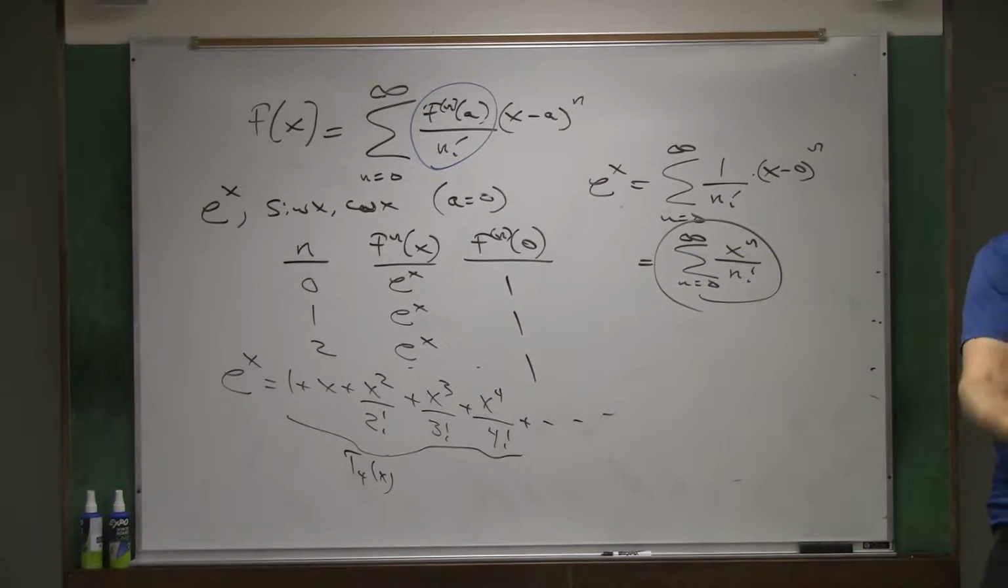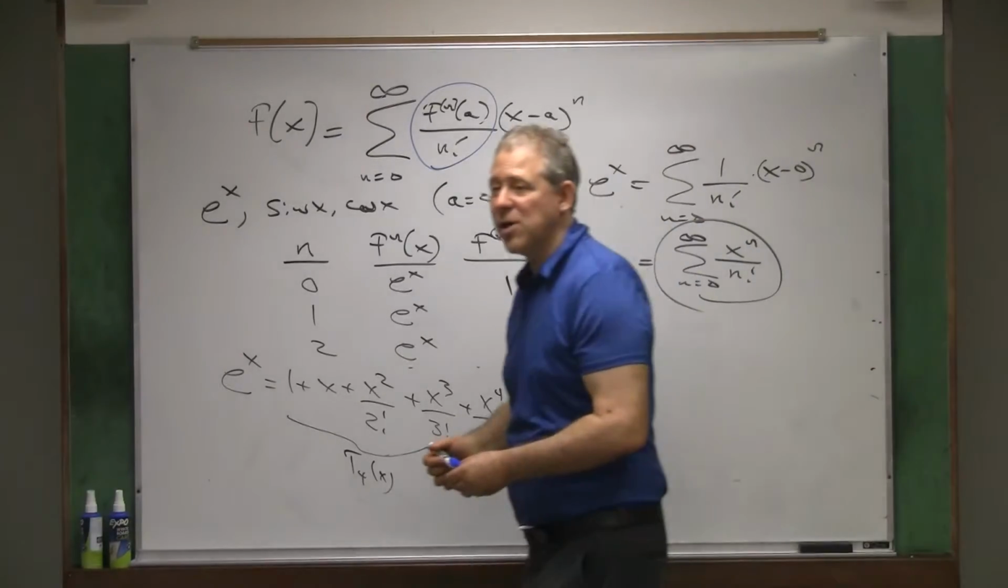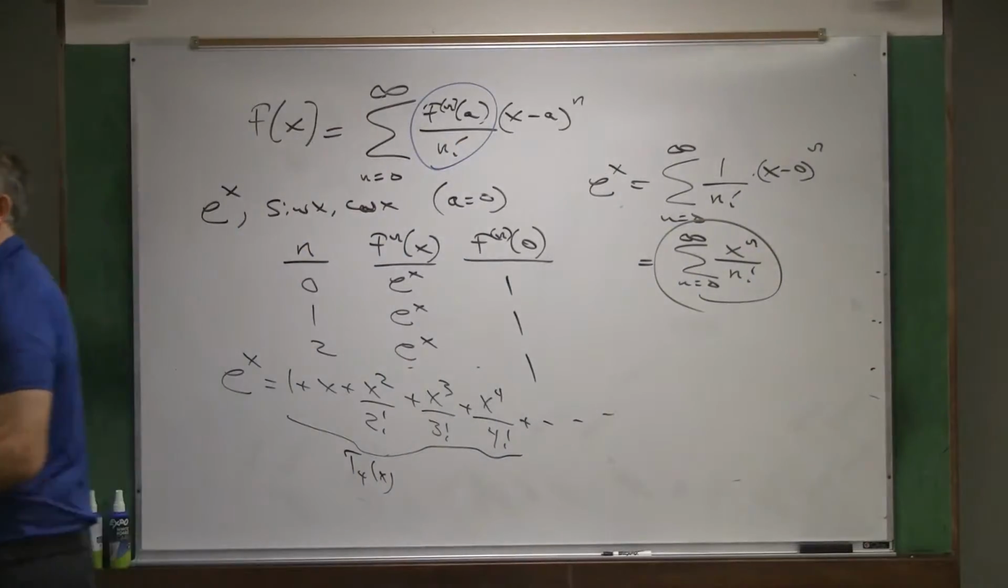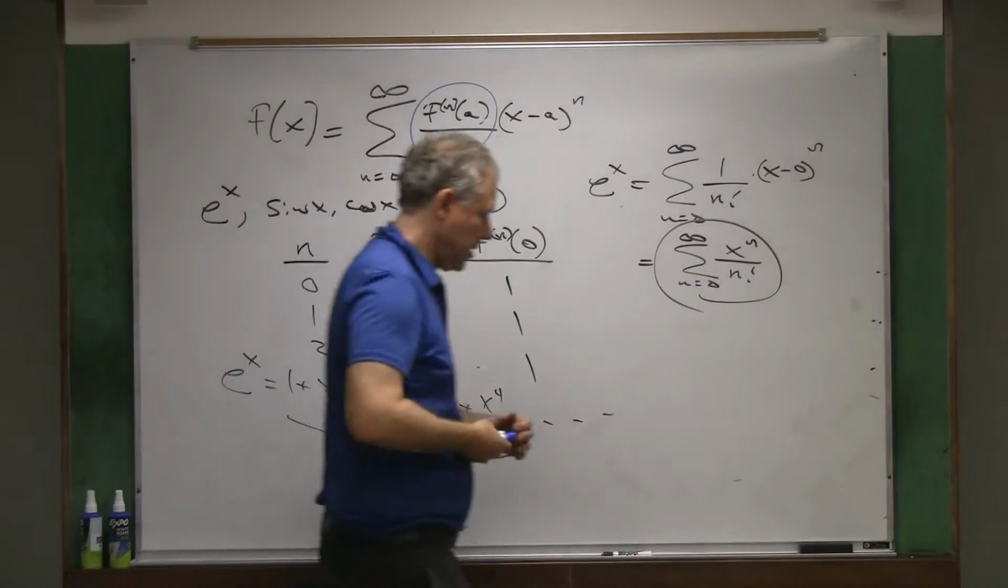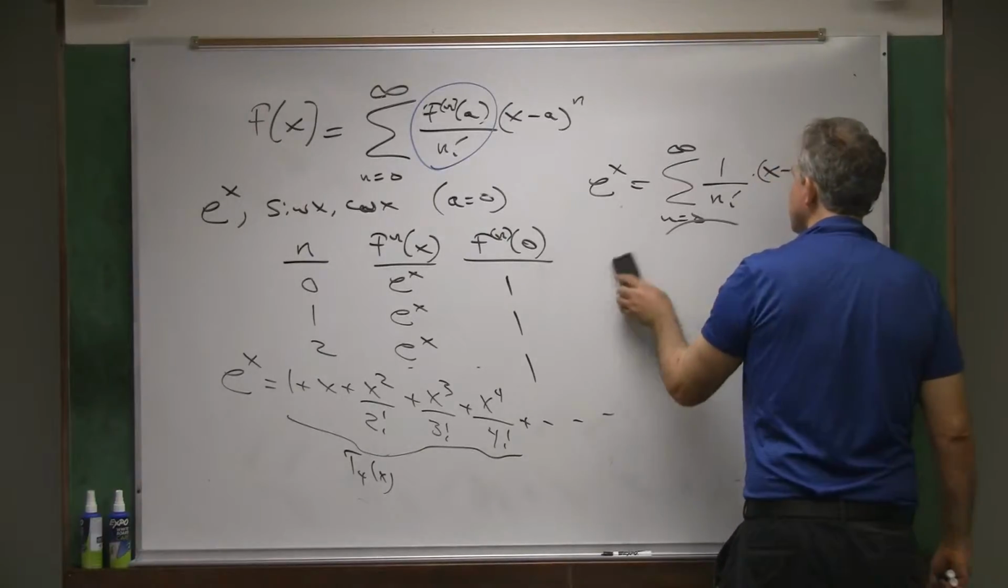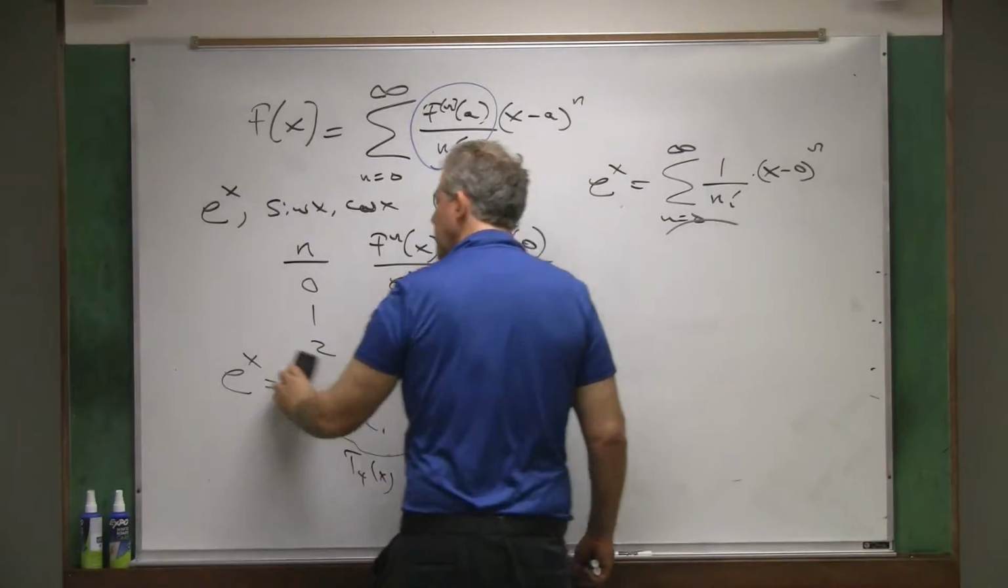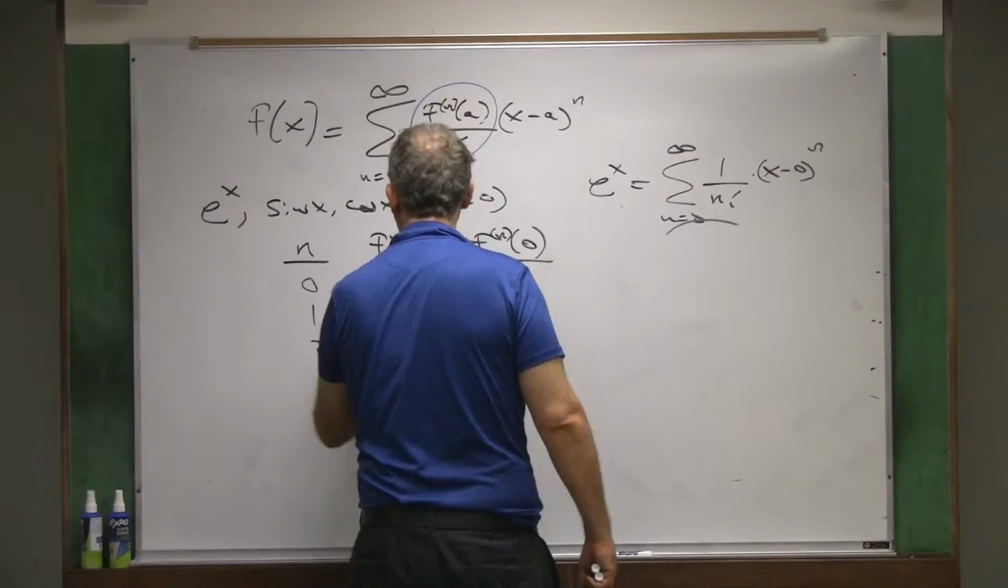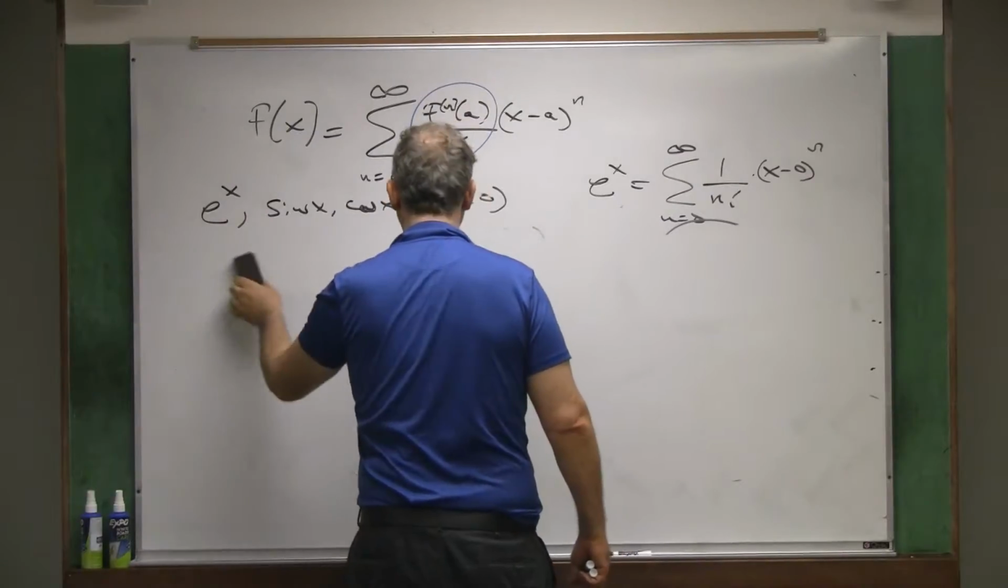So as long as we can find what a general nth derivative looks like, if we can figure it out, then we'll be able to get the Taylor series. Let's do sine and see what sine looks like. Sine is a little more interesting, in that we get an alternation going on.